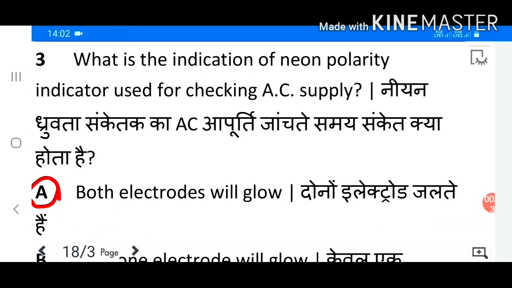Third, what is the indication of neon polarity indicator used for checking AC supply? Answer A. Both electrodes will glow.